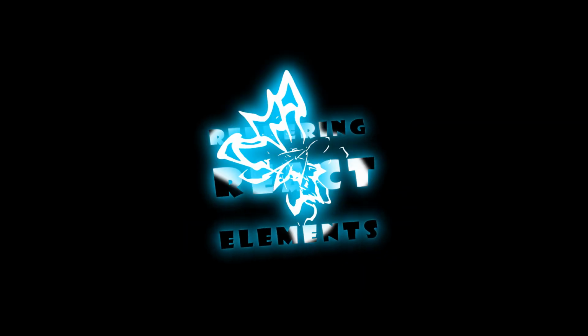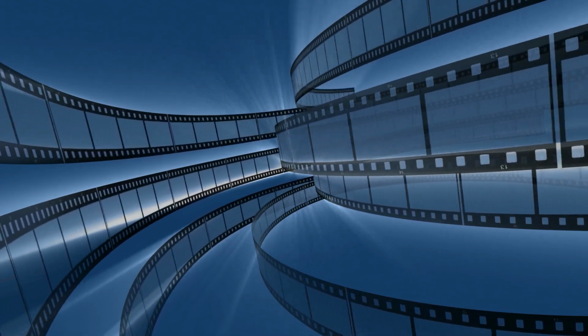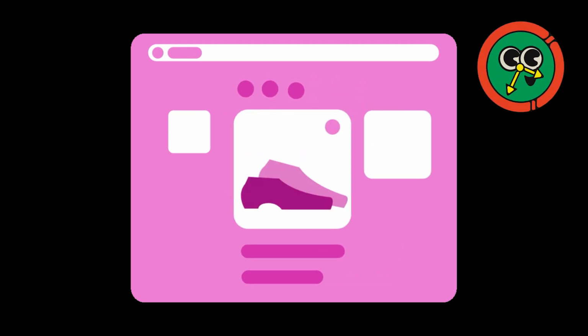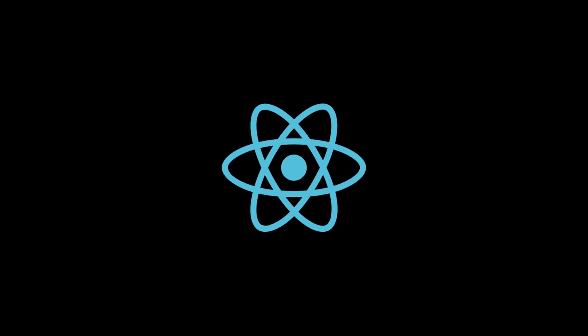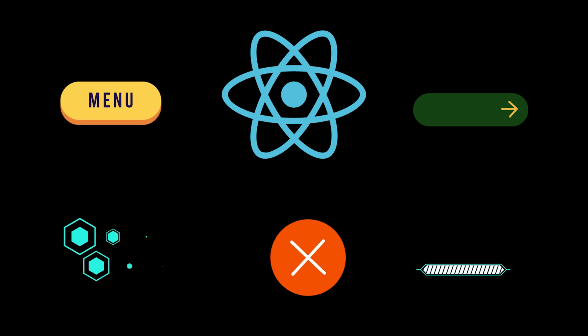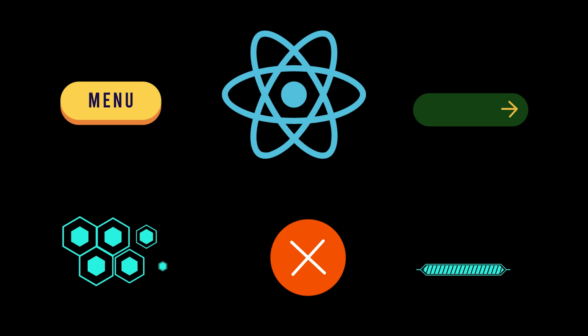Hello, today I'm talking about rendering React elements. An element is like a single frame in a movie. It represents the UI at a certain point in time. And components are formed out of elements. Unlike browser DOM elements, React elements are plain objects and are cheap to create. React DOM takes care of updating the DOM to manage the React elements.